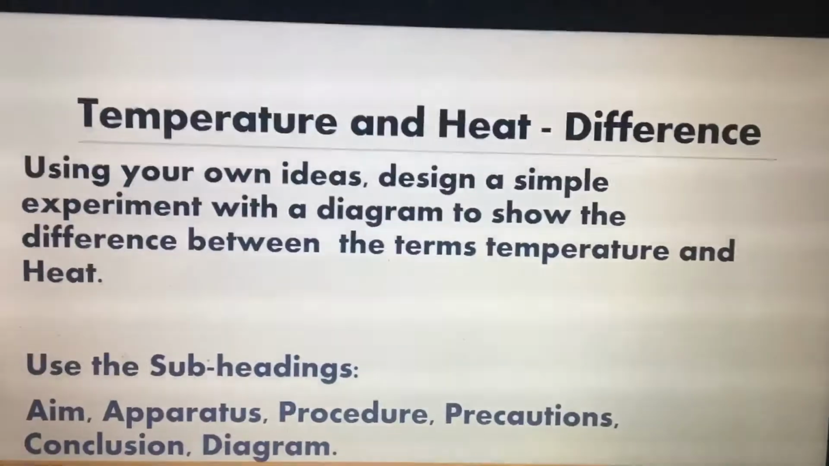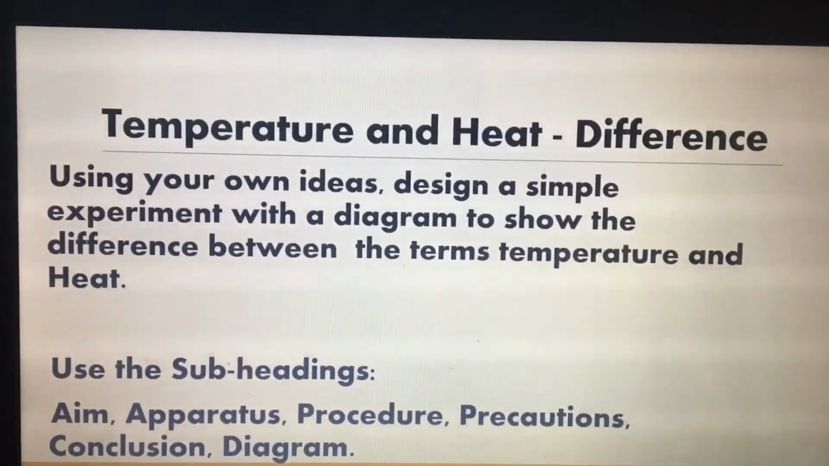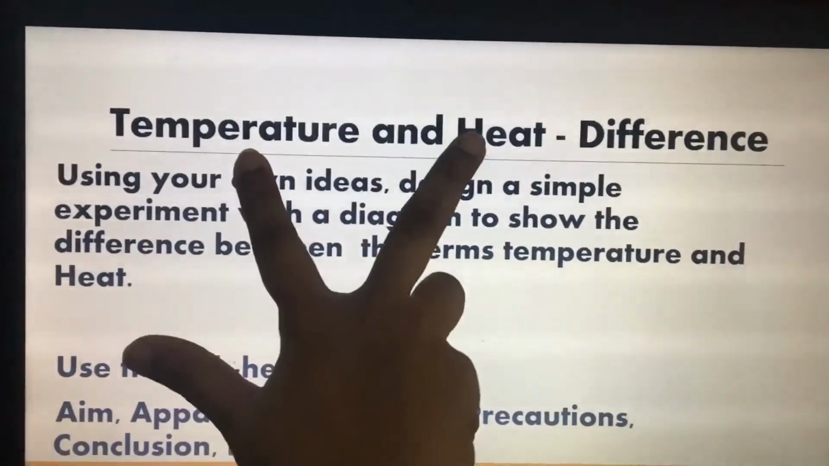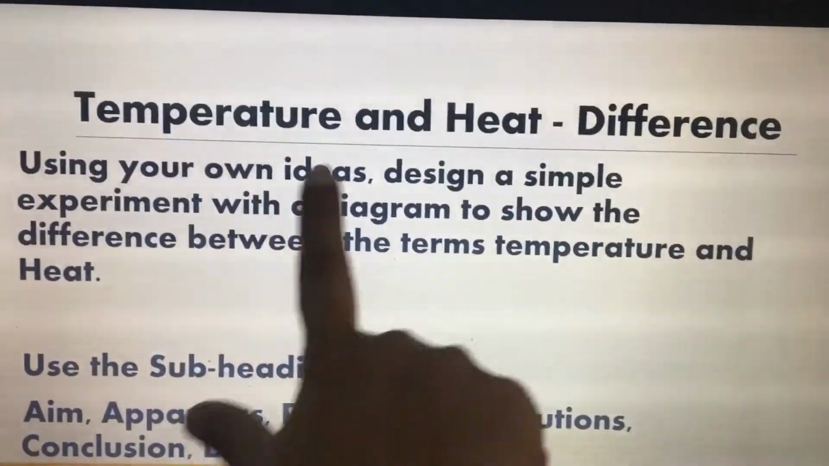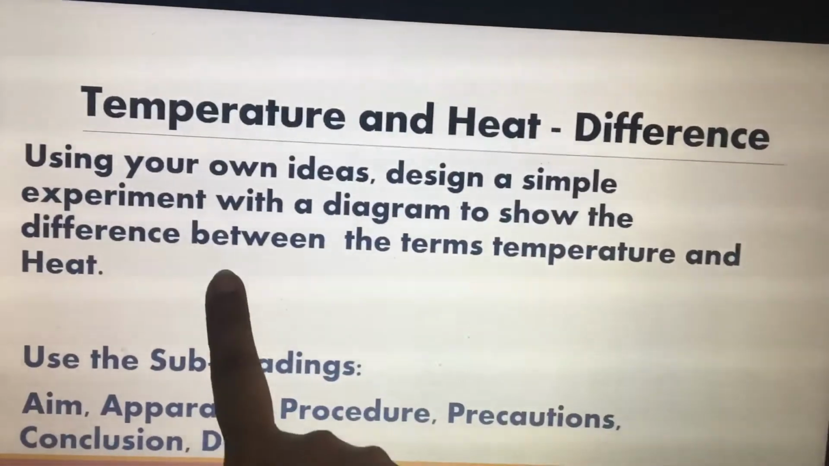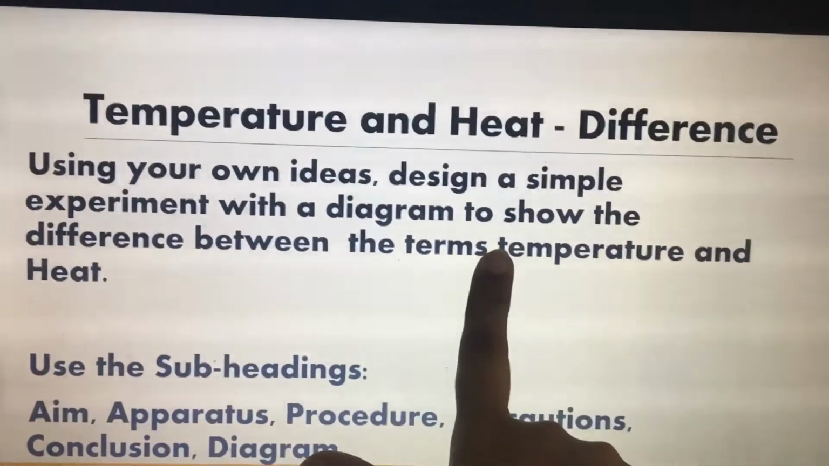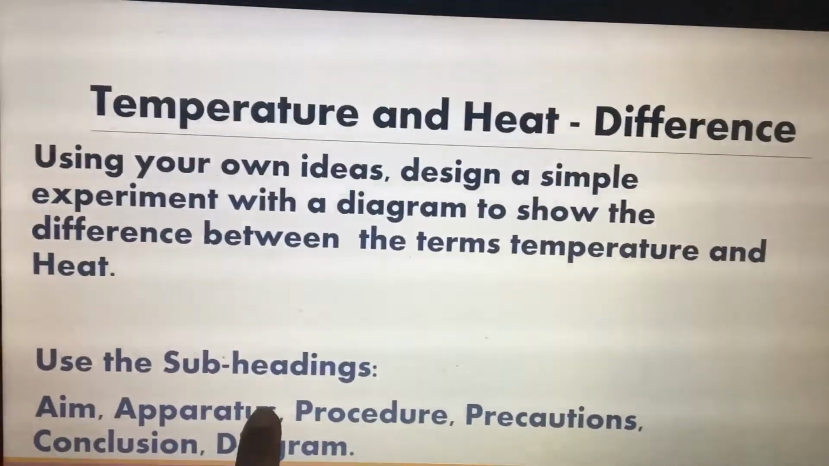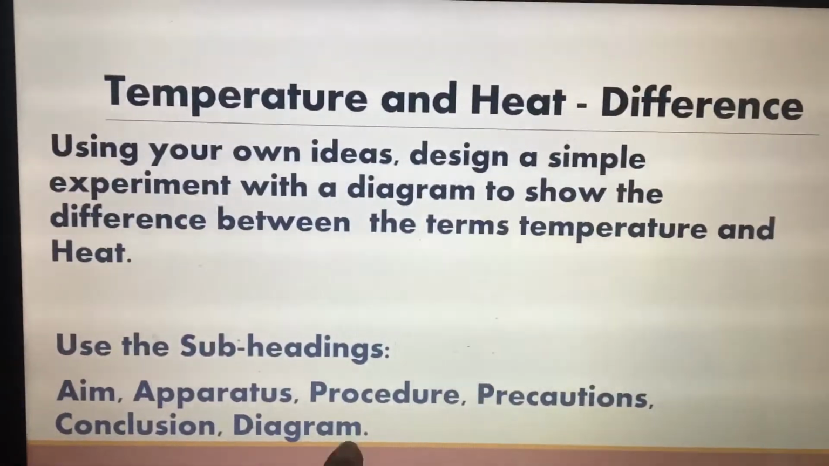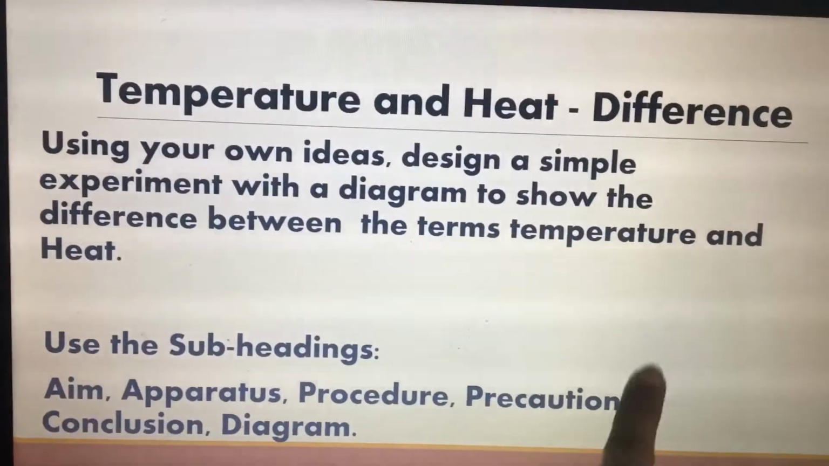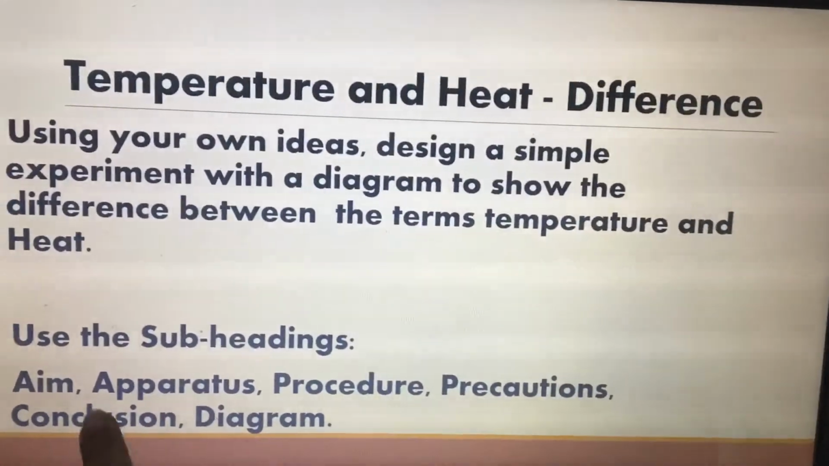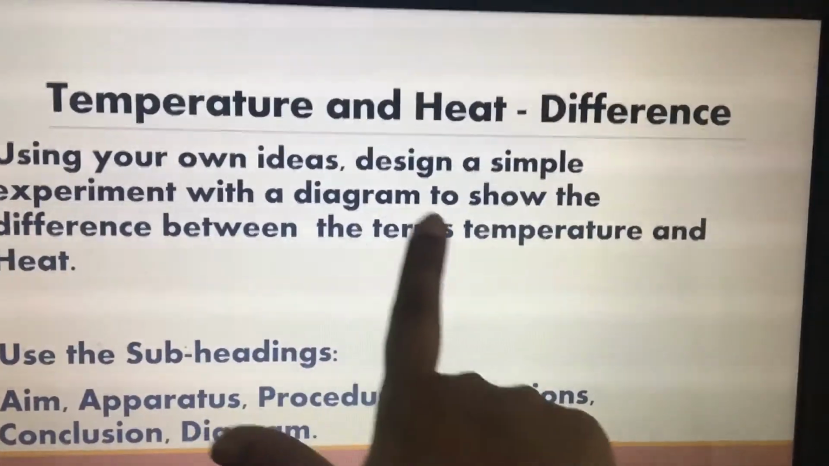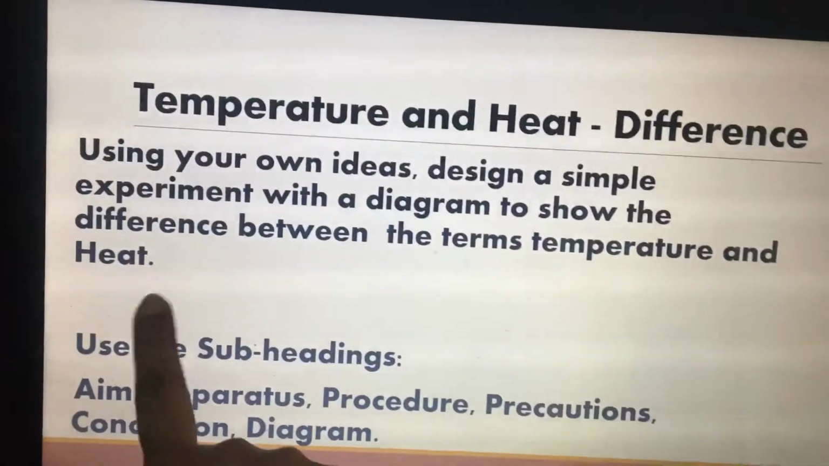Okay, children? And next page, you will write the difference between heat and temperature. Already I told you what temperature and heat are. What is the difference, I told you, right? So use your own ideas to design a simple experiment with a diagram. What do you mean by experiment? What are the things you should have? Aim, apparatus, procedure, precautions, conclusion and diagram. These are the things you should have, children, while designing an experiment. And this experiment's aim will be to differentiate between the terms temperature and heat.